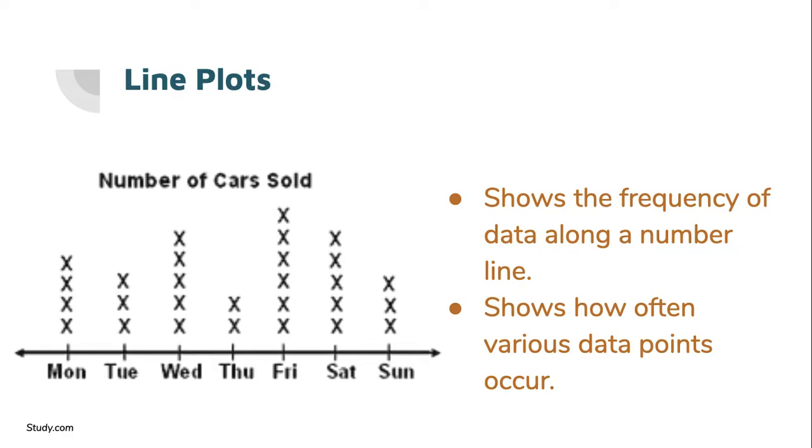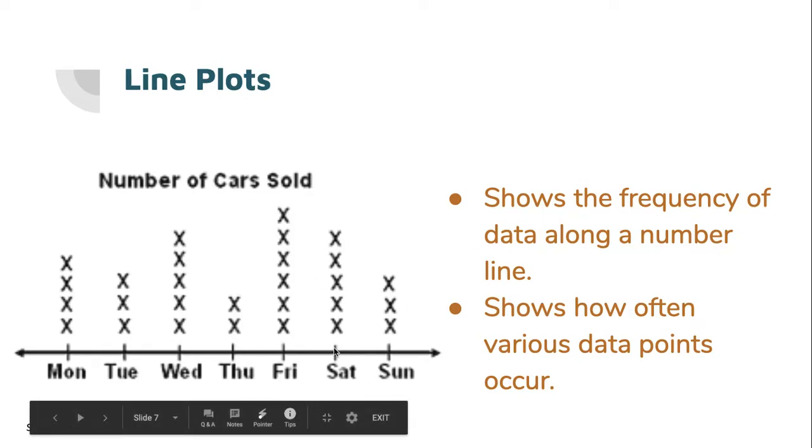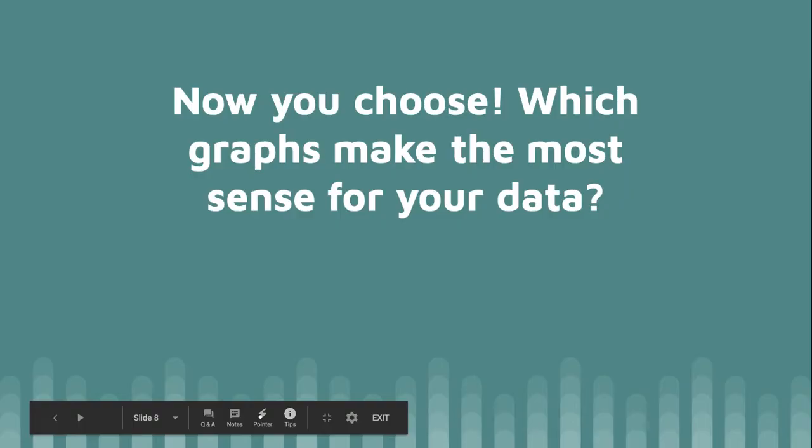A line plot typically shows the frequency that data occurs along a number line, or in this case, the number line is made up of days of the week. On this line plot, we can clearly see that on Friday, the most cars were sold, and on Thursday, the least cars were sold. This would be a great way to plot the seedling height data. You could see the mode of your data by seeing what the most frequent data value was.